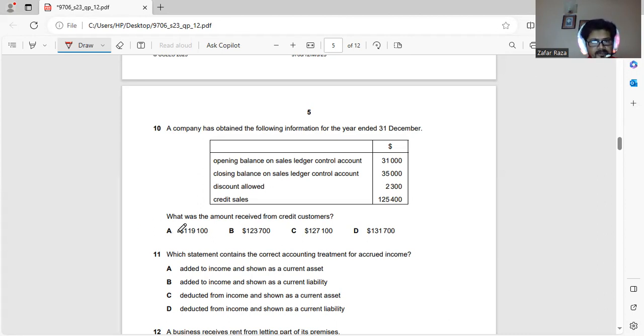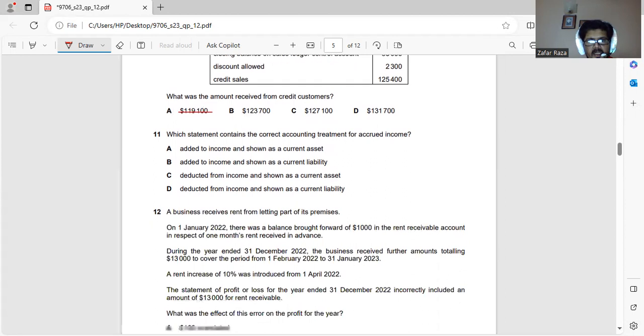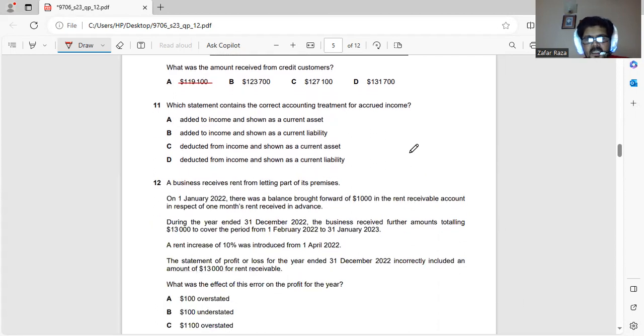Option A is the answer. Okay. Which statement contains the correct accounting treatment for accrued income? Accrued income means income earned but not yet received. Added to income, yes, and shown as a current asset, yes. A option should be the answer.